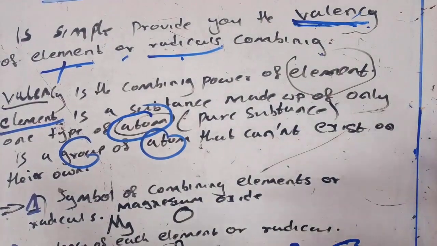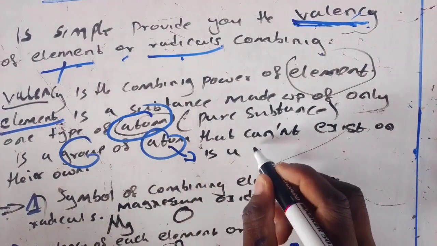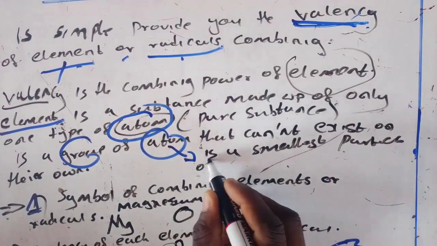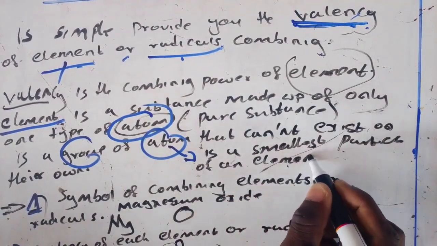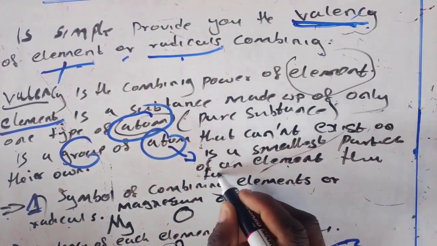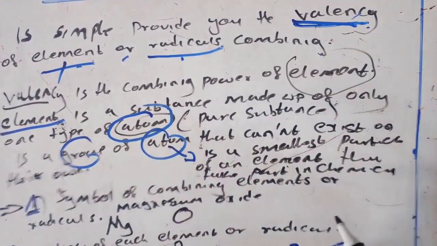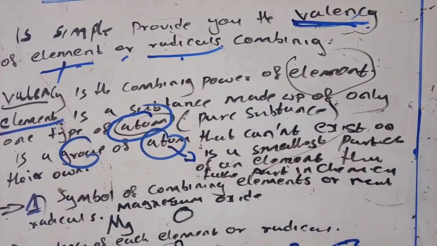We went further to describe what an atom is. We said that an atom is the smallest particle of an element that takes part in chemical reaction. I'm going to write it down here: an atom is the smallest particle of an element that takes part in chemical reaction. Here the key is chemical reaction.